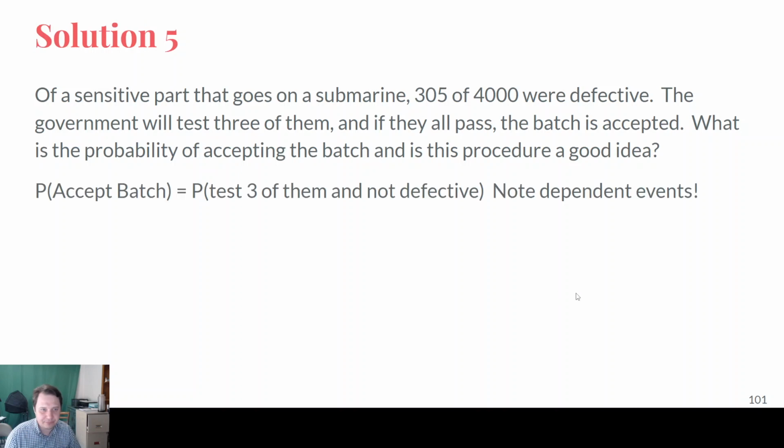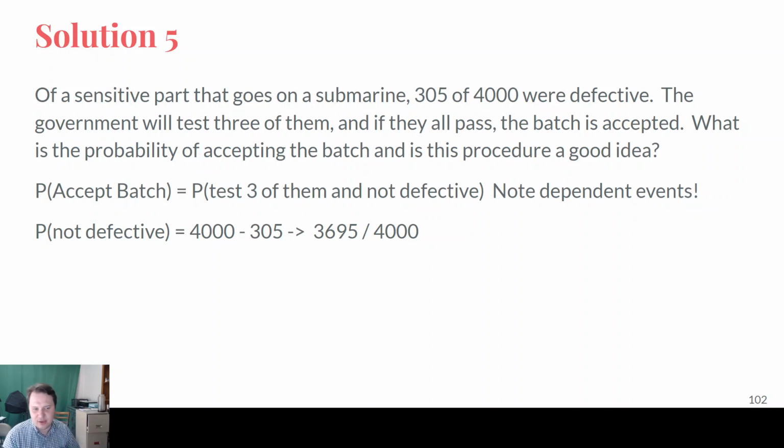Here's how we do it. If all 3 of them, as I just said, are not defective, then we accept the batch. But note that these are dependent events. So we want to know the probability of picking one good one, then a second good one, then a third good one. And so I'm going to do the complement, 4,000 minus 305. So you can see that there's 3,695 good parts. So 305 are defective, 3,695 are good. We need that number to calculate the probability.